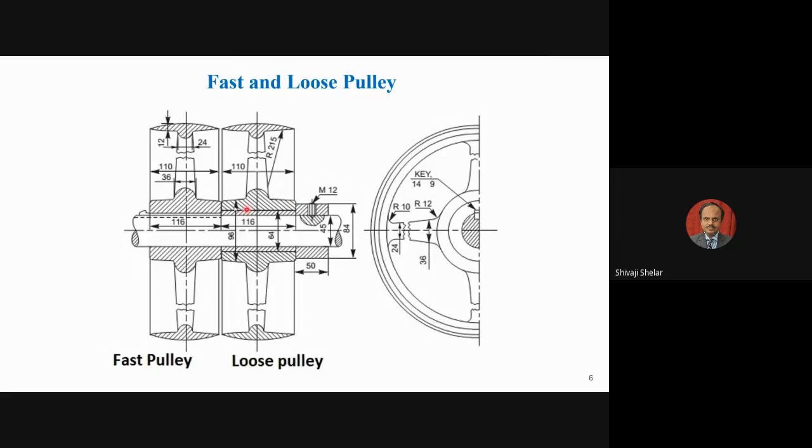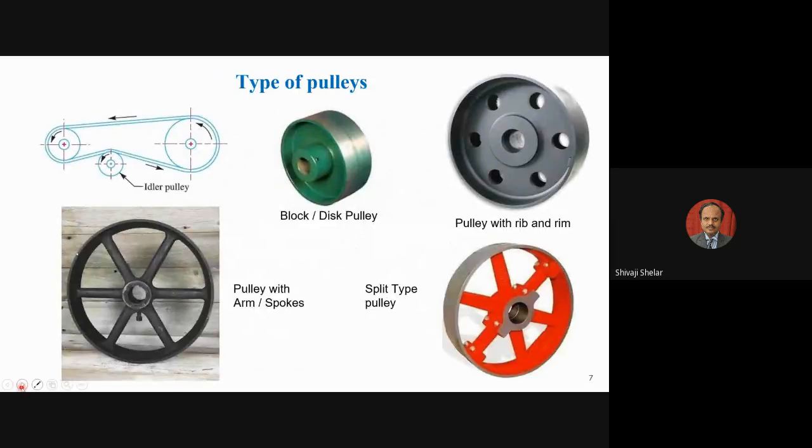Nowadays it is very rarely used because individual machines have individual drives. There was a common rail drive mechanism earlier, but such mechanisms are now very rarely used, though you will still find fast and loose pulleys in some applications. When you are designing a belt drive, you need to select the right size pulley, and design considerations for the pulley will also come into the picture.